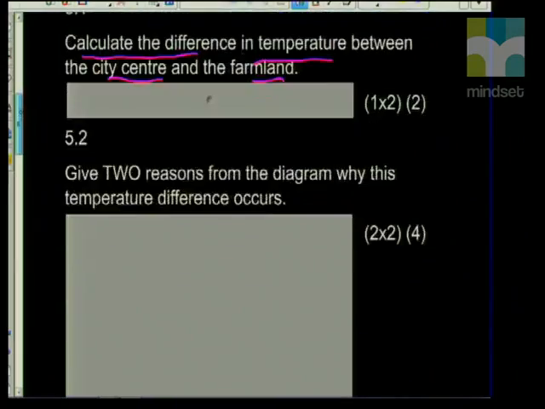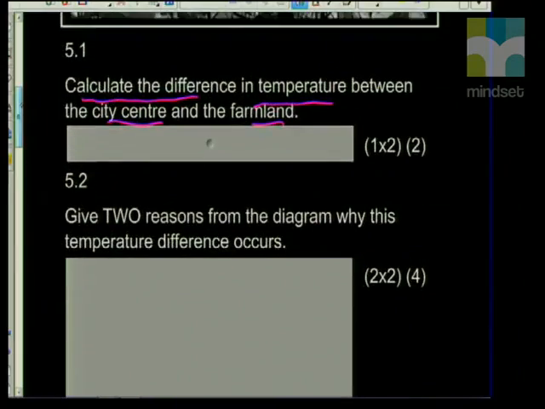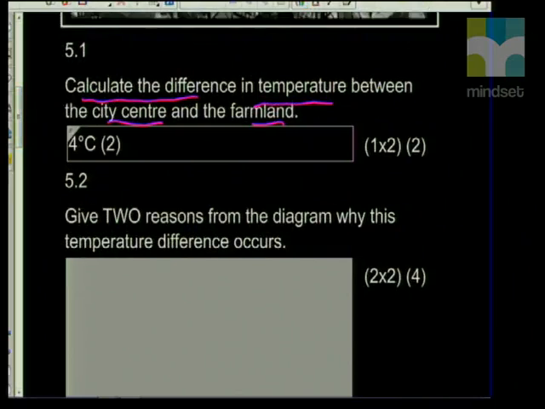So this is very simple, 35, 31. The difference is 4 degrees. All right? And if I look at this down here very clearly, there we are, it's 4 degrees Celsius. I can show the calculation, but the main thing is you got your 4 degrees Celsius as your difference. So that would give you your 2 marks. Let's look at the next question.